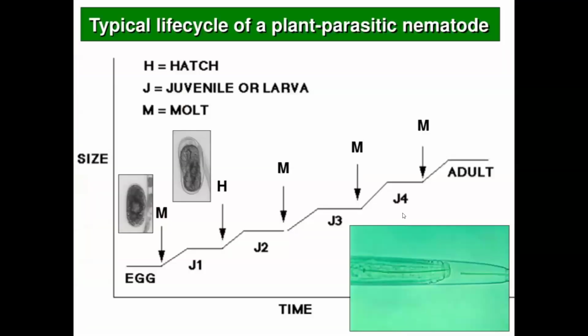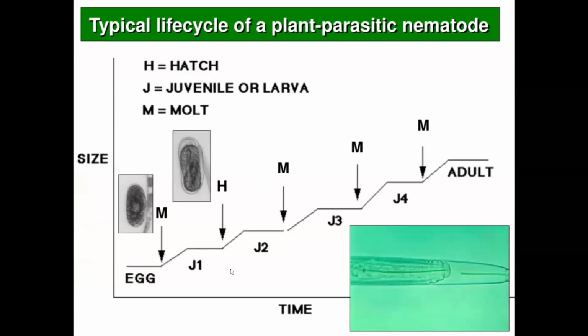So this is the last slide now, just to show you a typical life cycle of a nematode. It begins from an egg. The egg is laid, and then it moves to the J1. The J1 is juvenile. Usually we call it juvenile in nematology. We don't use the word larva. We use juvenile. J1, J2, J3, J4, then adults.